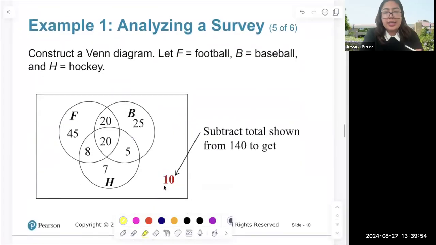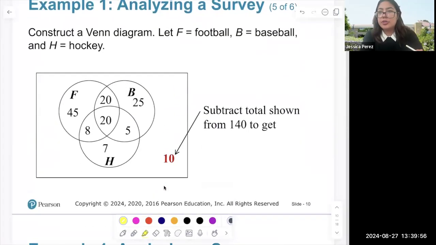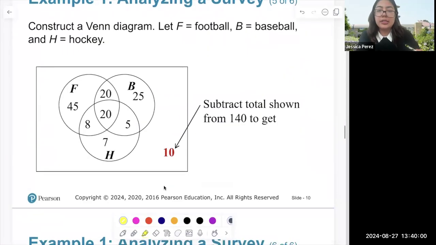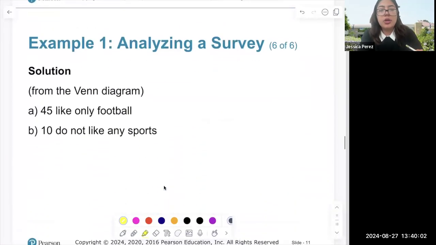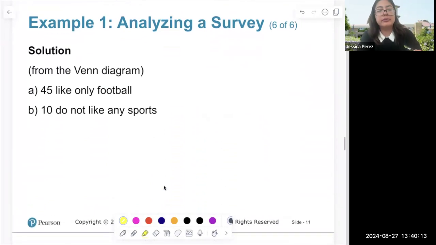And then what they did is, of course, they added and they subtracted from 140, which is the total number of the people that they surveyed, and got 10. So our solution from the Venn diagram is 40 people only like football and 10 do not like any of the sports, which is something that we knew.